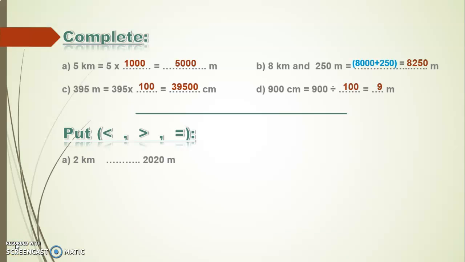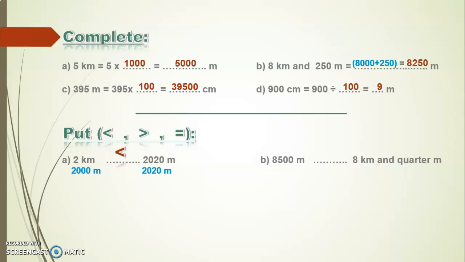Put greater, smaller, or equal. 2 kilometers, the other side 2020 meters. I can't compare between two different units. I must have the same unit. So I'll convert the kilometers to meters. To convert from kilometer to meter, I multiply by 1000. So 2 times 1000, it will be 2000 meters. The other side is 2020 meters. So which one is the greater? 2020.